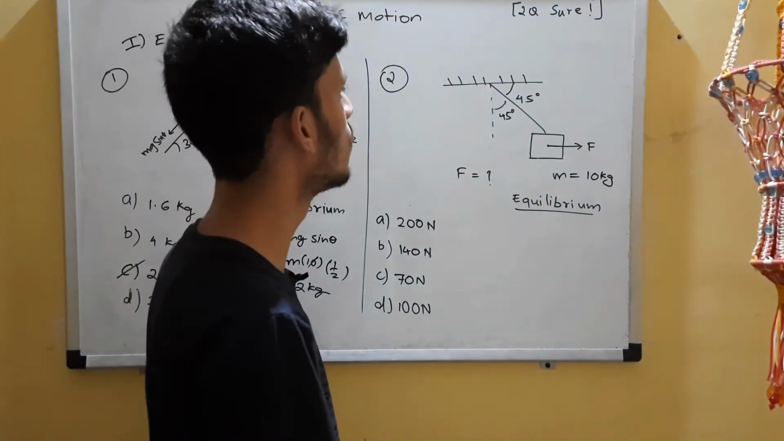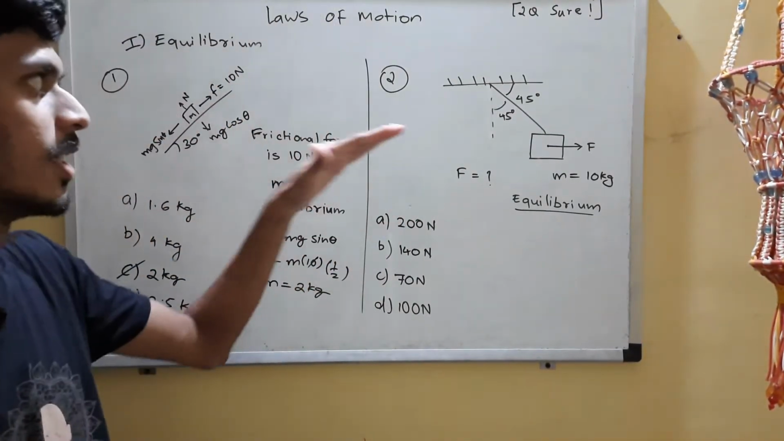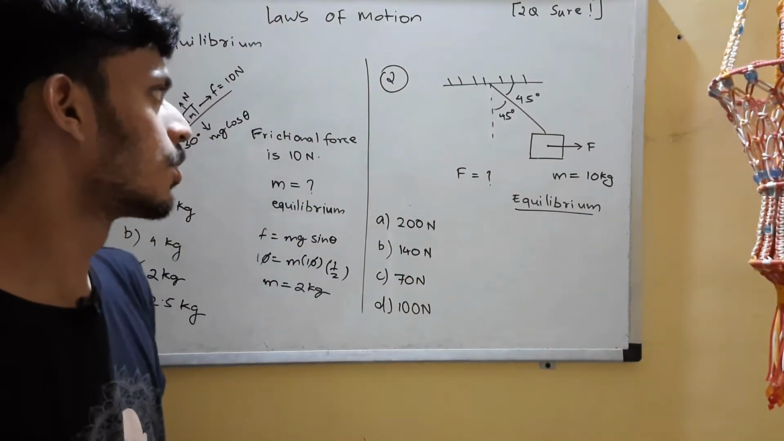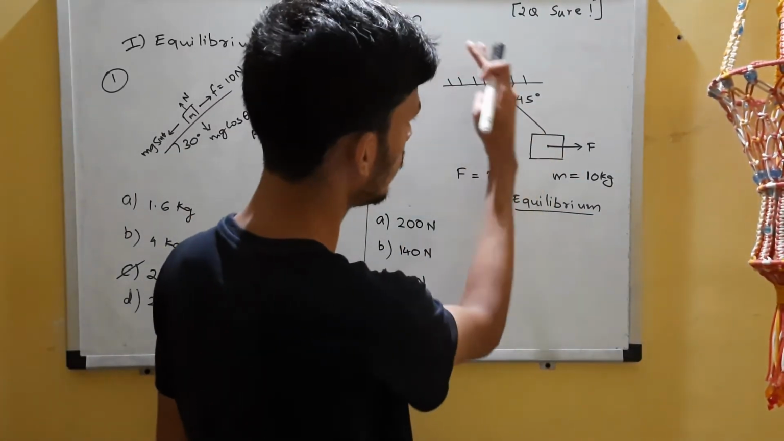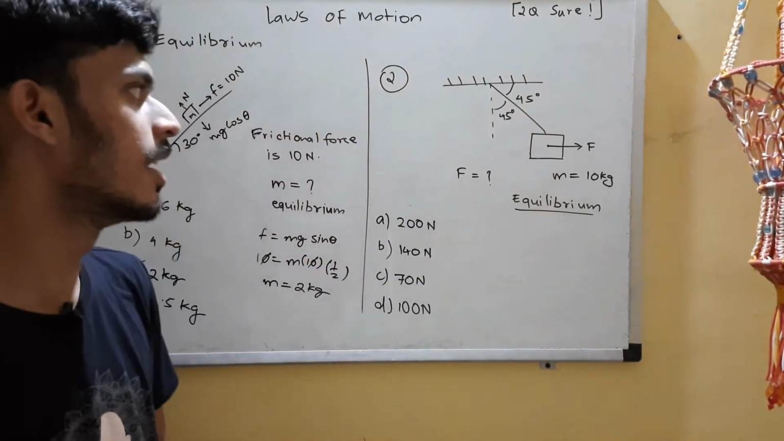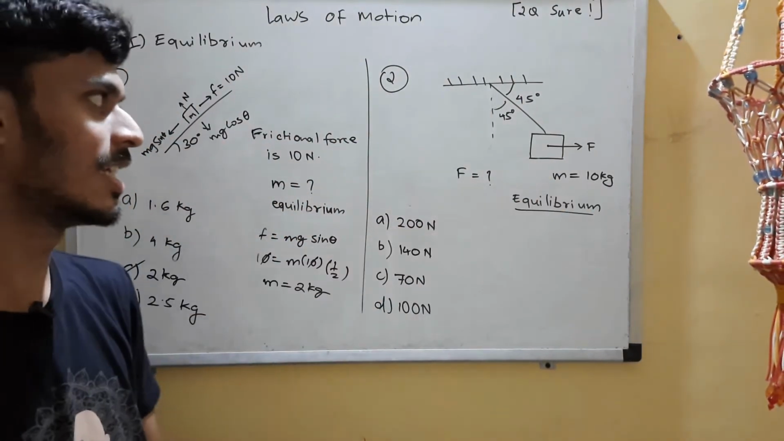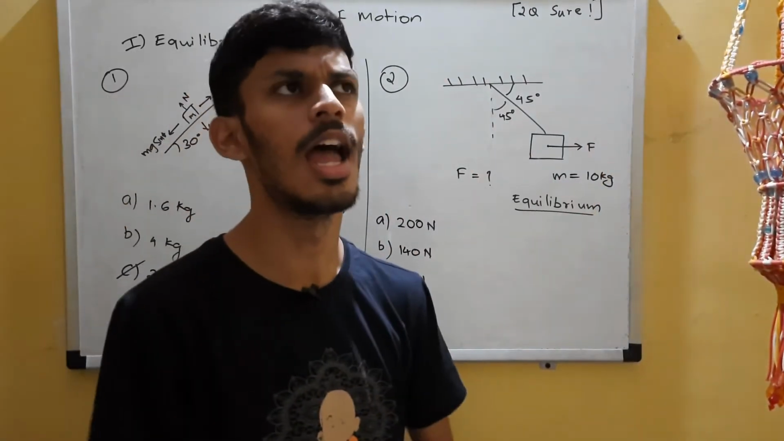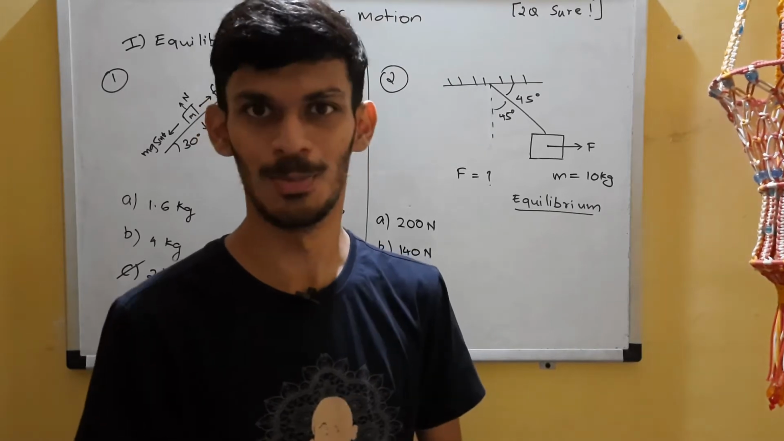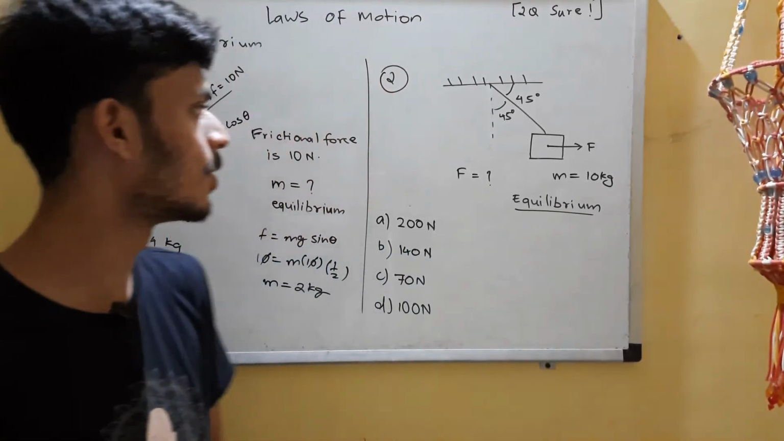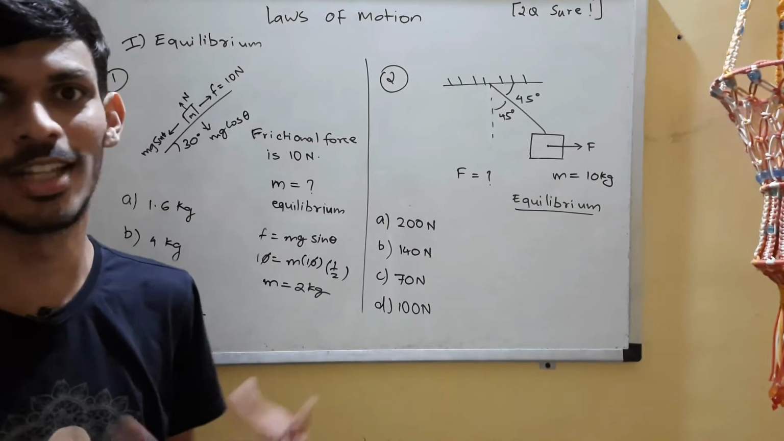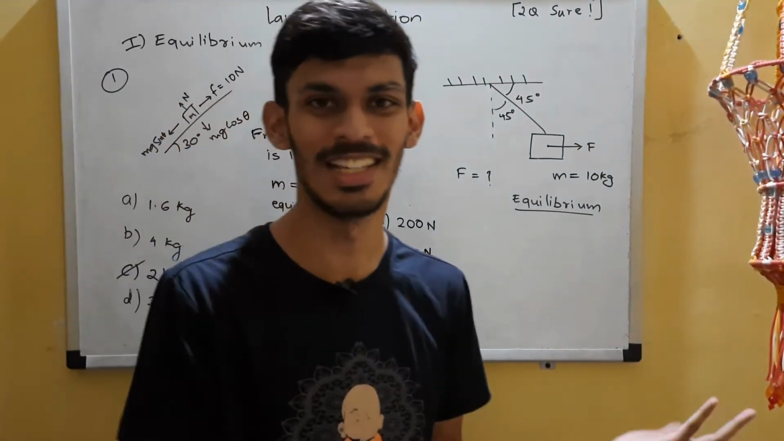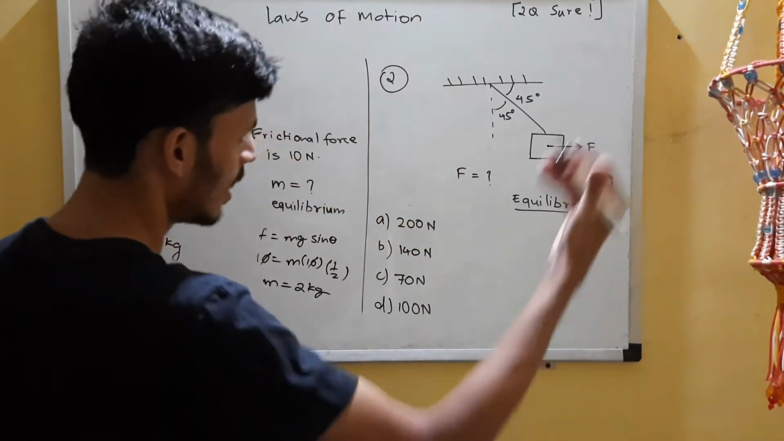Let's come to question number 2. Here you are given a block which is attached to a solid support. You apply some horizontal force on it so that it makes an angle of 45 degrees with the vertical. The mass of this block is 10 kgs. When you apply this horizontal force, it comes to an angle of 45 degrees and comes to equilibrium. Here you are supposed to find what this horizontal force is. Again, the very same thing: resolve and solve. That is the basic idea of your equilibrium topic.